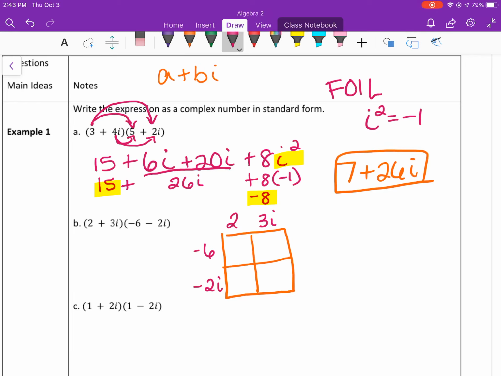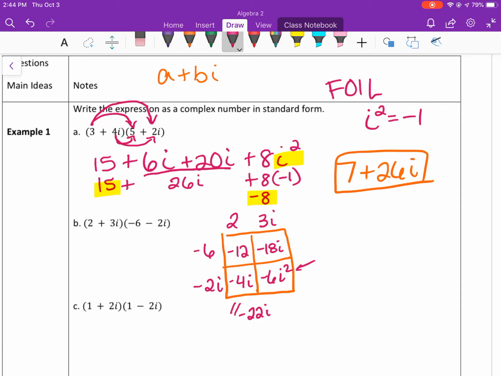So 2 times -6 is -12. -6 times 3i is -18i. 2 times -2i is -4i. And then we have -6i squared. You're going to see that the like terms are in the diagonal, so you can add those together, and they're both negative, so you'll add and you'll end up with a -22i.